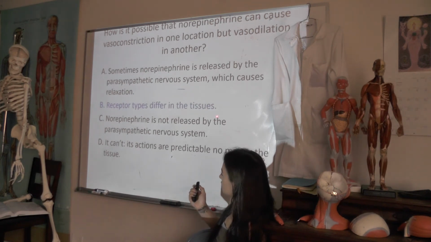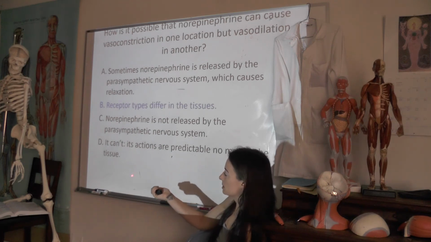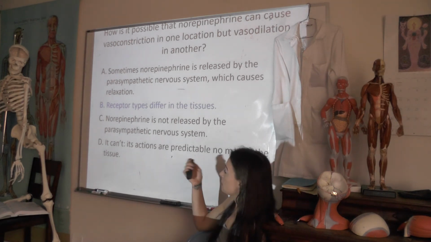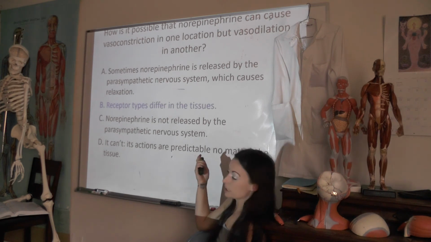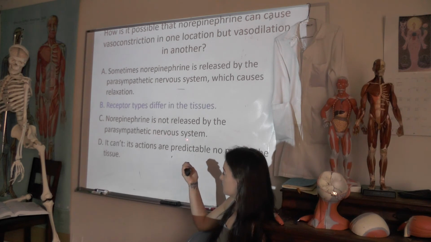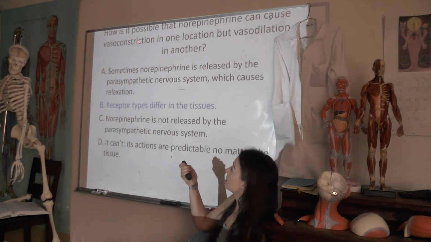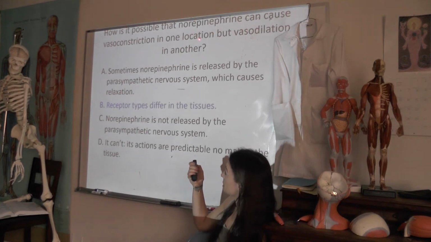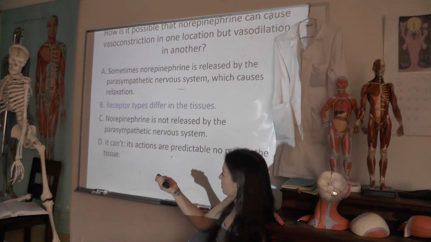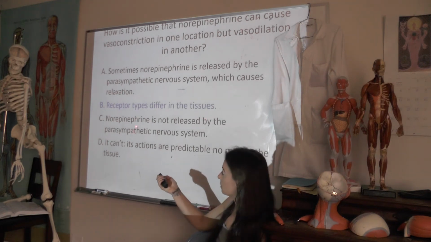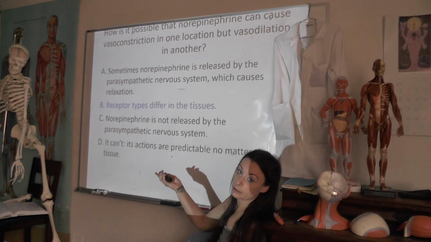Here, receptor types differ in the tissues. Now, this brings up a really good testing thing. There is another true statement in this list of answer choices. What is another true statement? C, norepinephrine is not released by the parasympathetic nervous system. That's true, but that's not what the question is asking. How is it possible that norepinephrine can cause vasoconstriction in one location and vasodilation in another? That is possible because receptor types differ in the tissues. That's the answer. So even though this might be a true statement, it's not answering the question, okay?